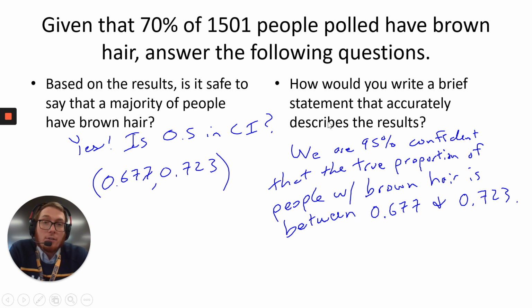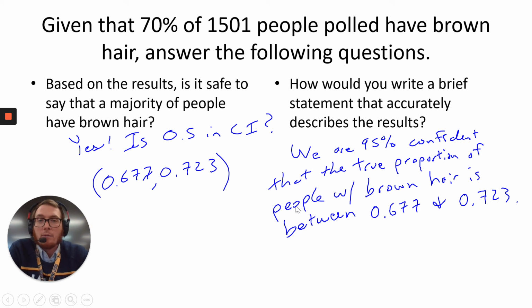A brief statement to describe this situation. You want to make sure you're practicing some of these. Your homework doesn't do a great job of this because it's a lot of multiple choice situations, but you are going to have to be able to write some of those things out. So we are 95% confident that the true proportion of people with brown hair is between 0.677 and 0.723. Really all you're doing is taking the information that you've had right here and then applying it to this situation. The phrase "we are 95% confident that the true proportion of" should be the same every time.